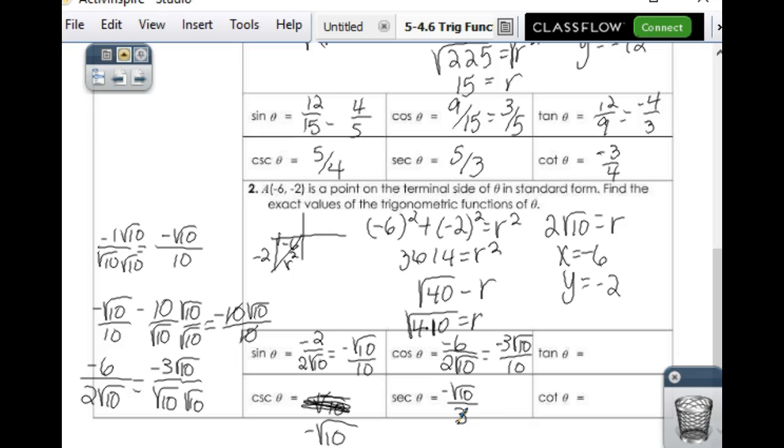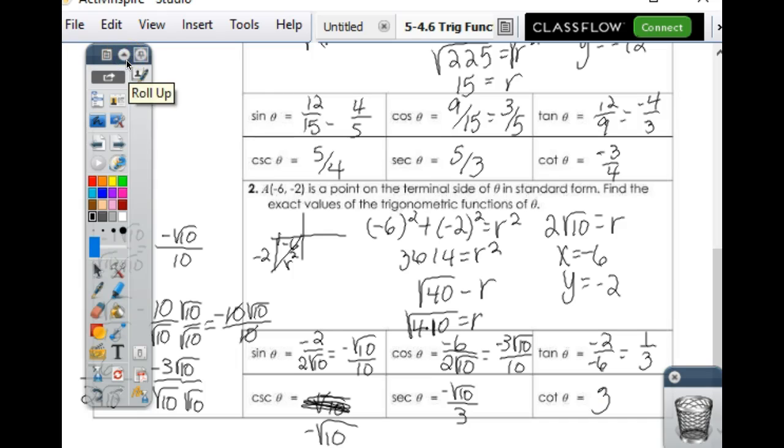So the tangent is going to be y over x. So negative 2 over negative 6, which is positive 1/3. Questions on that? Okay. We are absolutely not done.